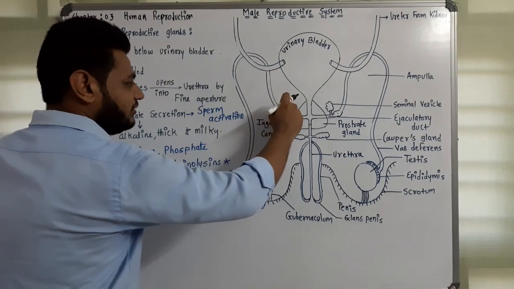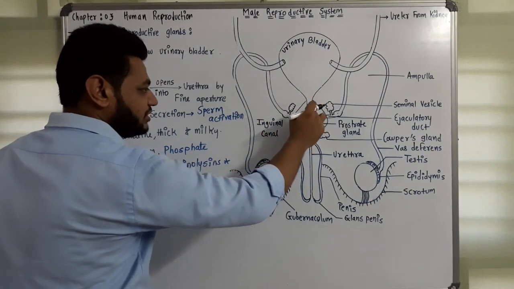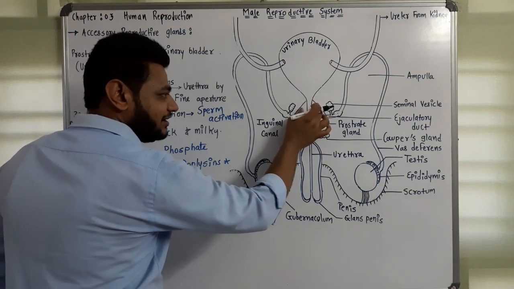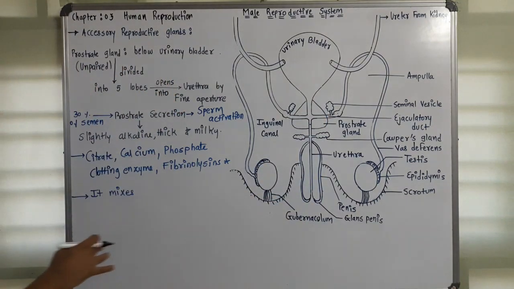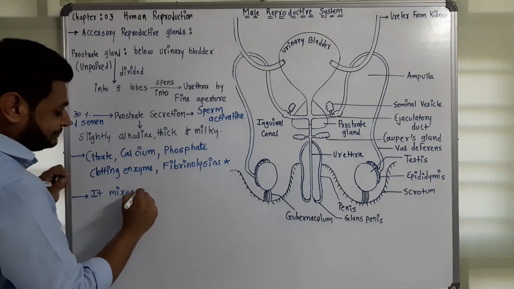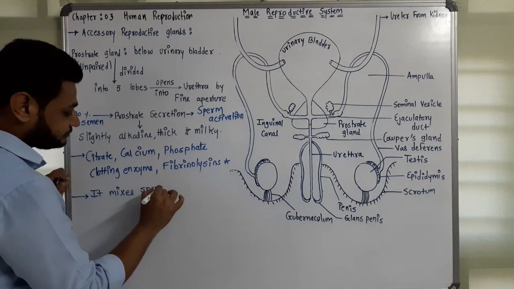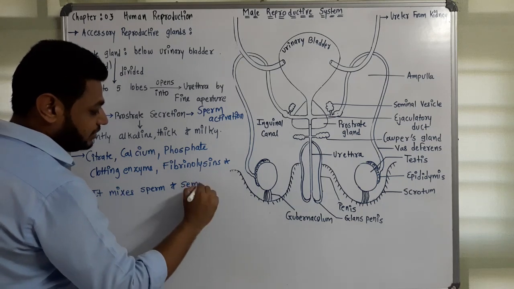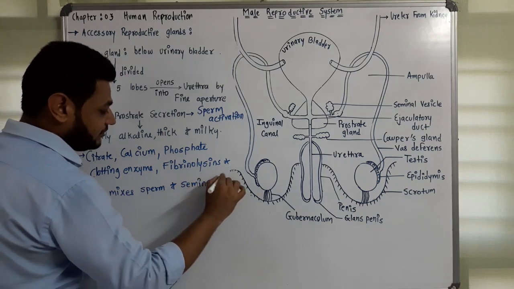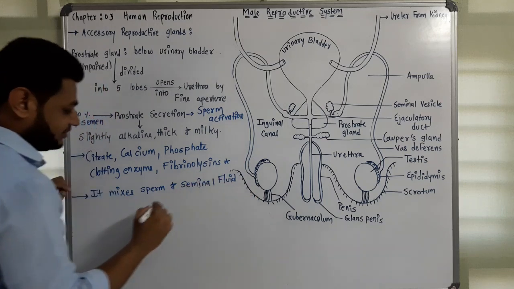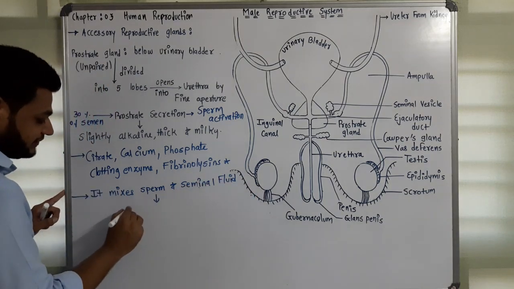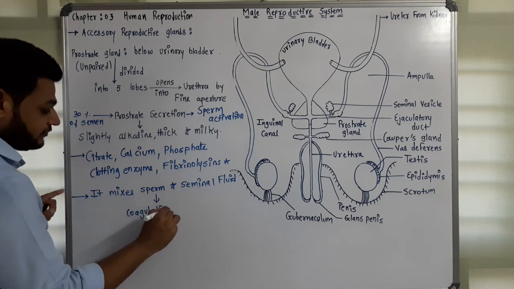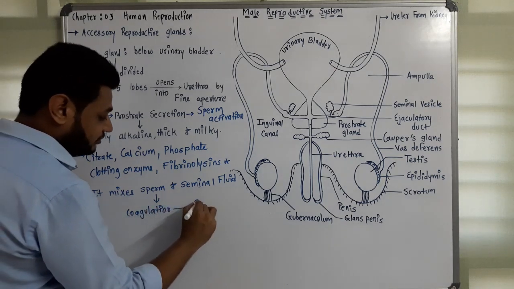So sperm and seminal fluid, when passing through the urethra, another secretion also enters, that is of the prostate gland. It mixes with the sperm and seminal fluid. And what happens at that time? It coagulates. So coagulation occurs, and due to this coagulation, sperm motility gets reduced.